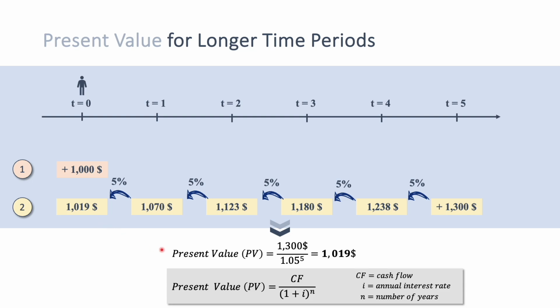Again, we can derive the general formula for the present value as cash flows divided by 1 plus the annual interest rate to the power of the number of years. By using this formula, we see that 1,019 is more beneficial than 1,000, and thus option 2 is more beneficial. Therefore, both methods, compounding to get the future value or discounting to get the present value, give us the same answer. It's only important that we compare the value of cash flows at the same point in time.